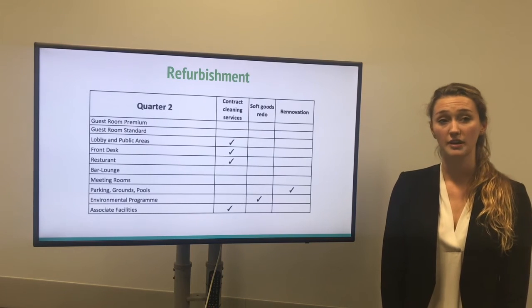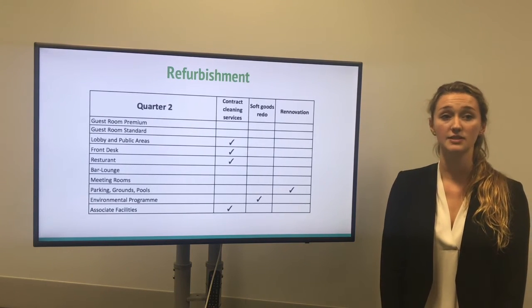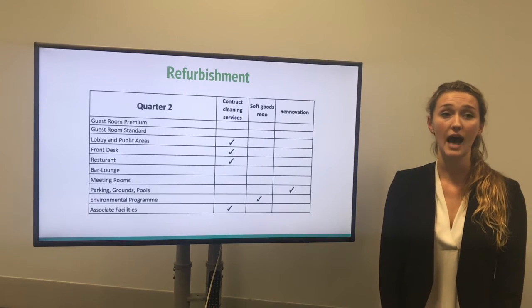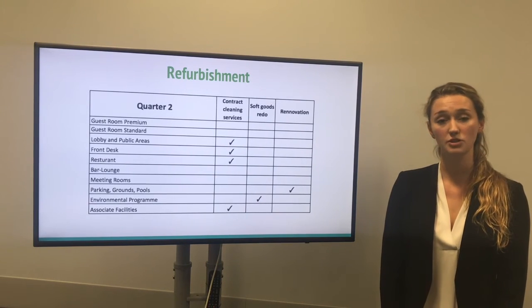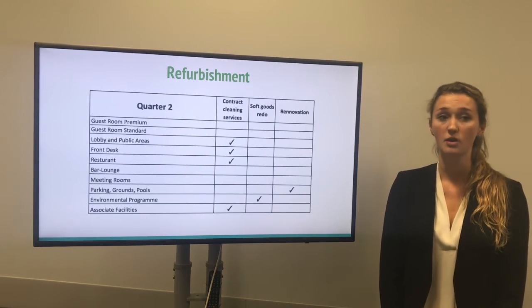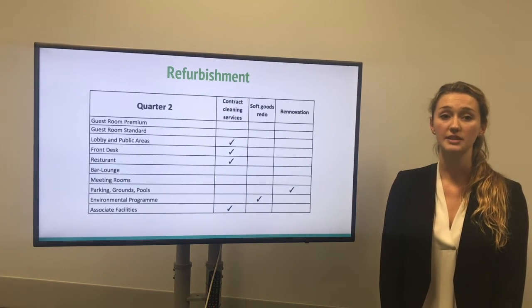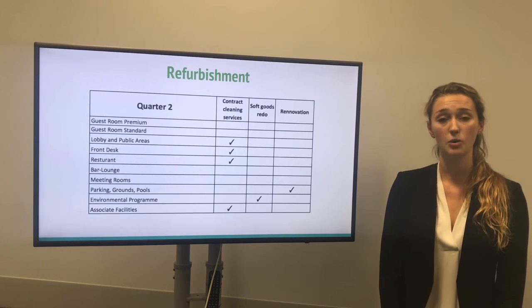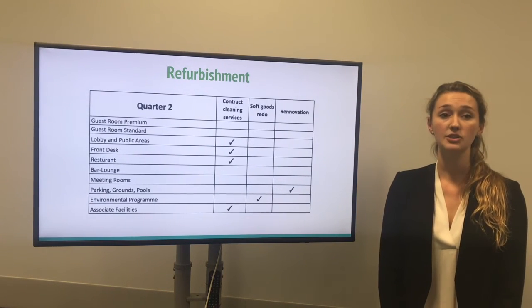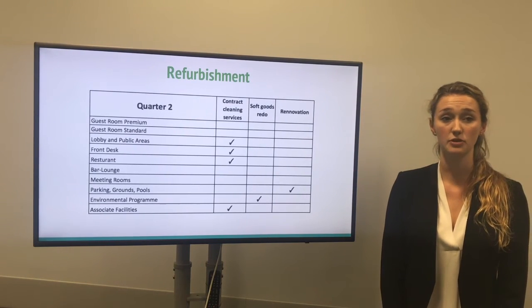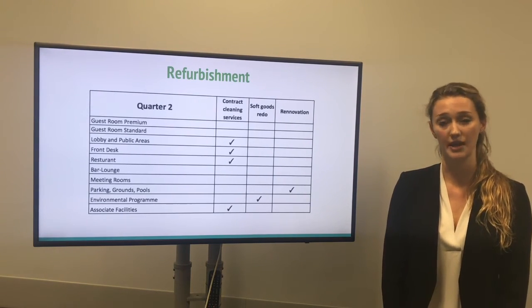For this second quarter, we decided to invest in cleaning services for the lobby and public areas, front desk and the restaurant, and the associated facilities in order to try and increase our reputation. We invested in a soft goods redo for the environmental programme. Finally, we decided to renovate the parking, grounds and pool as they were very low in our reputation management. As June is the start of the high season, we invested a lot in the cleaning to make sure Bellevue would be cleaned and properly welcome our guests.